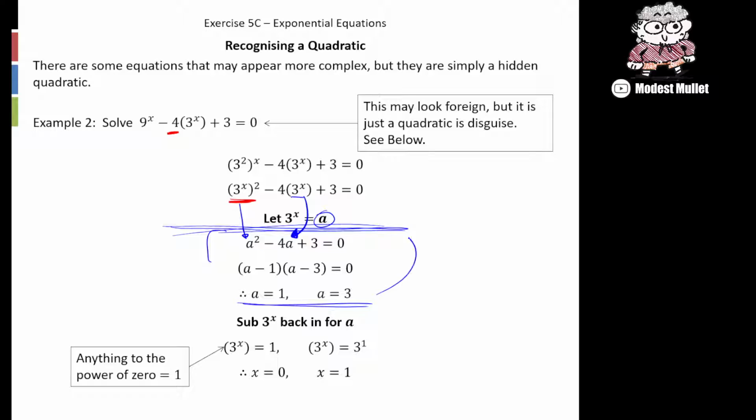Once we've done all our quadratic skills, we can substitute this back in here because we want to figure out what x was as our problem. So we've got 3 to the power of x is equal to 1, or we've got 3 to the power of x is equal to 3, and then we just solve.